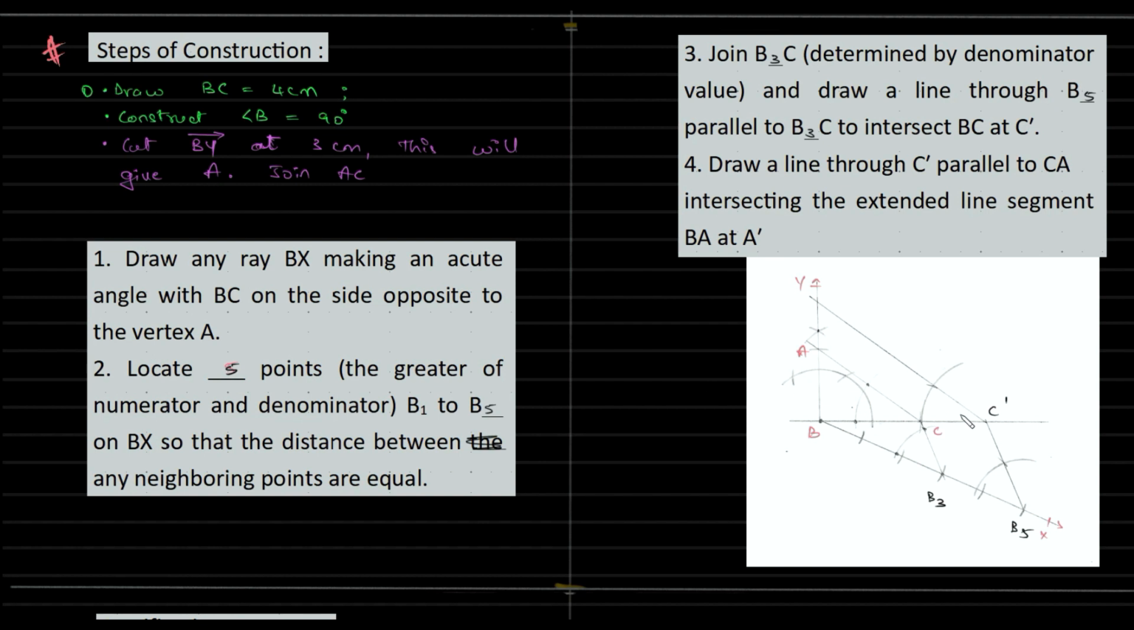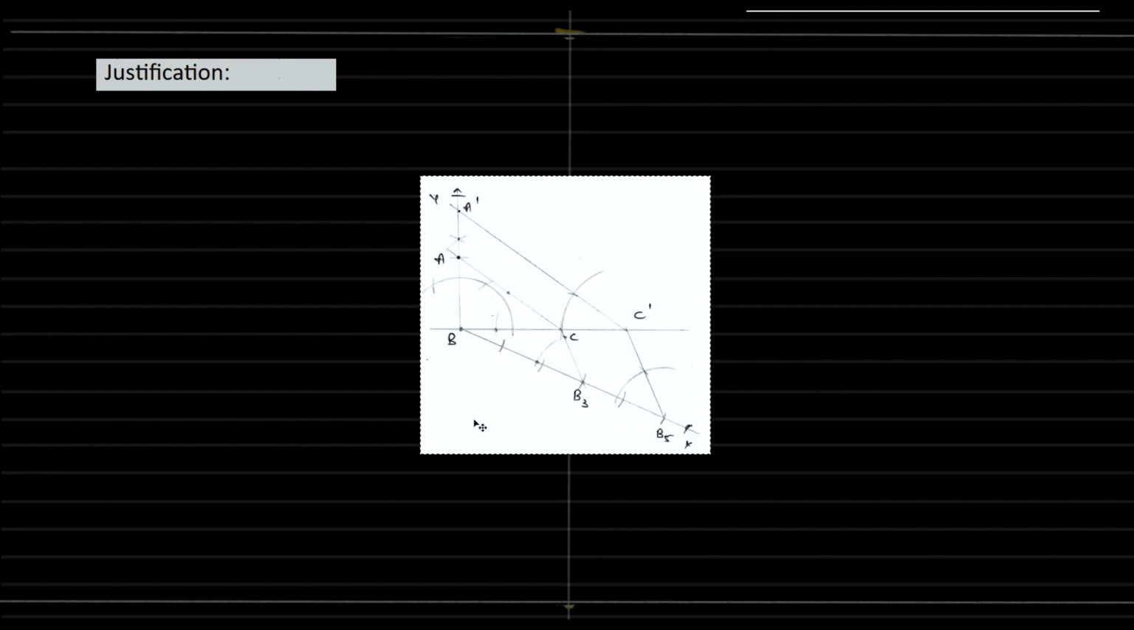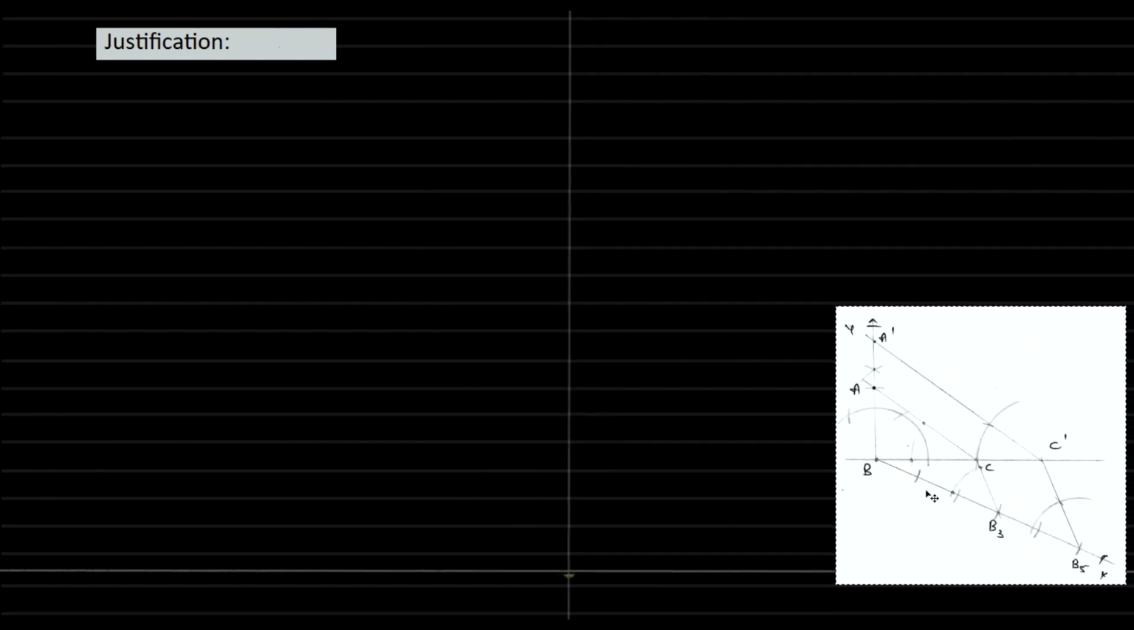Draw a line through C dash parallel to CA. So this is parallel to this, intersecting the extended line segment at A dash. So that is your steps of construction. Now on to justification. How is it that we are able to justify something like this? So first is your same old steps. That's it. There's nothing new. First we have to talk about the length AC dash by AC, or BC dash by BC being 5:3.